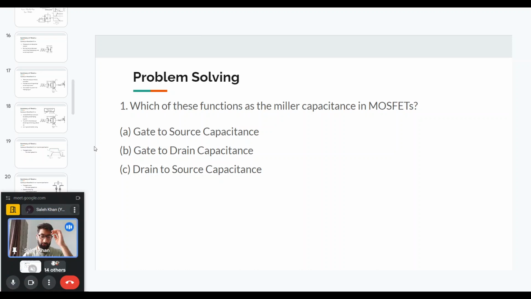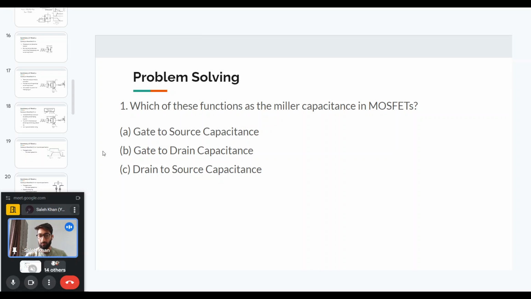Okay, so let us continue. In these first few questions, I will ask you to guess the answer, or if you know the answer, you can just tell it in the chat. You can just write A, B, or C. The first question is, which of these functions as the Miller capacitance in MOSFETs? You have the three capacitances of the MOSFET as the options: the gate to source capacitance, the gate to drain, or the drain to source.